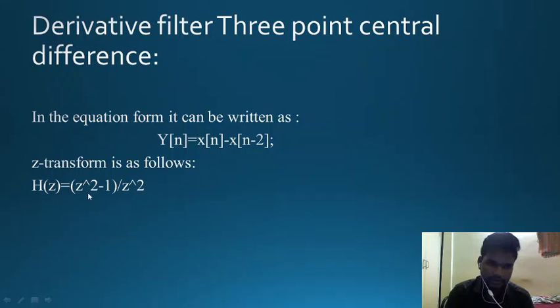H of z equals z square minus 1 by z square. As we can see from the equation, there are z square terms, so this filter has poles at z equals 0 and zeros at z equals plus 1 and minus 1.